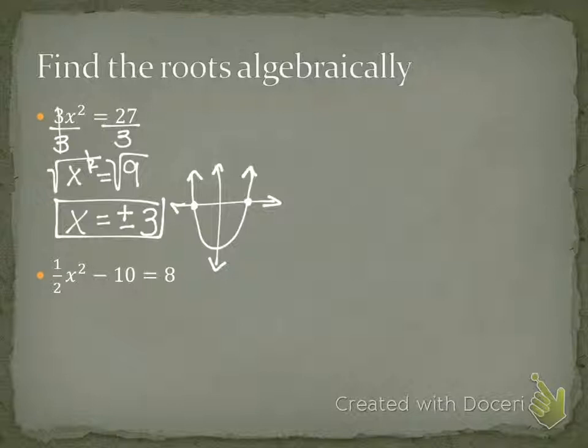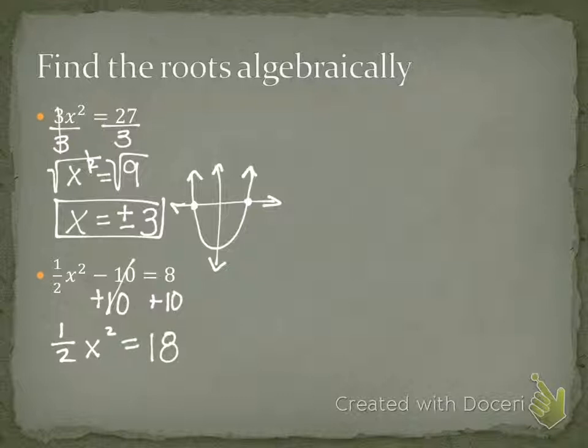All right, let's do the next one. What should I do first, Josh? Somebody help him out. Add 10. Very good. I don't want to move the fraction yet, okay, because I've still got to move the like terms together. So I've got 1/2 x squared is equal to 18.